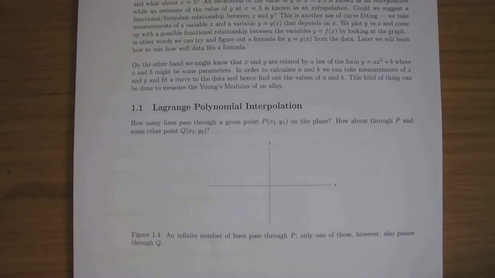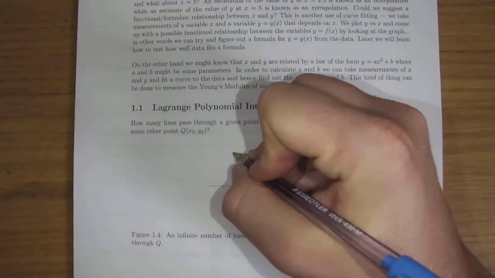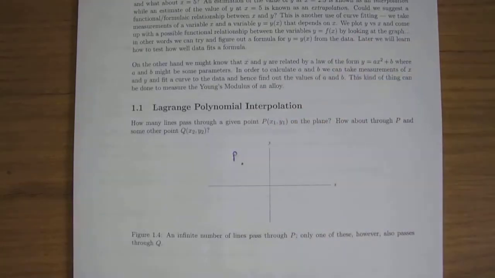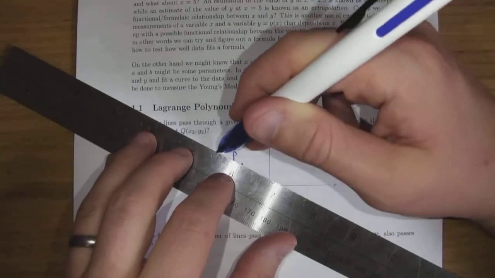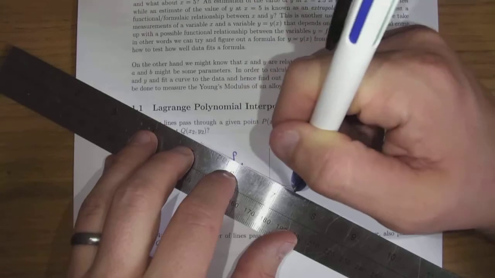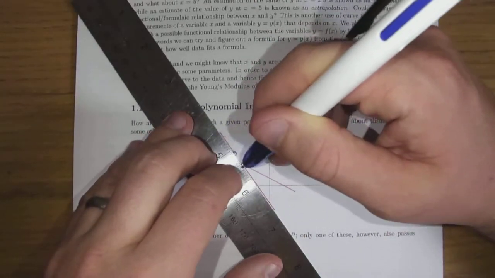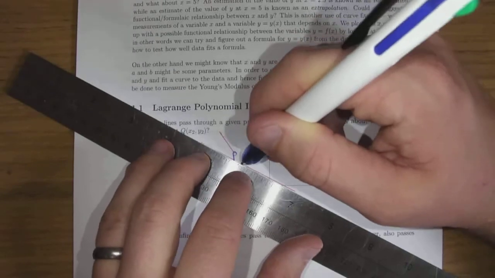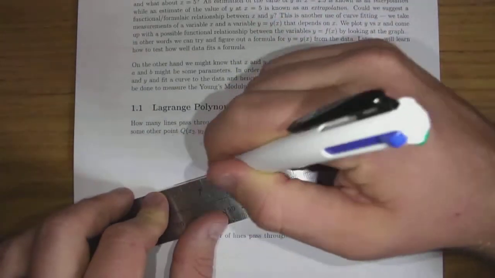So here we have a question. Here's a point P given as coordinates, and the question is how many lines go through that point. And of course you've got infinitely many. I mean, you can talk about this line, you can talk about this line, and I will never finish writing all these lines. There's infinitely many of them. There's another one like that.